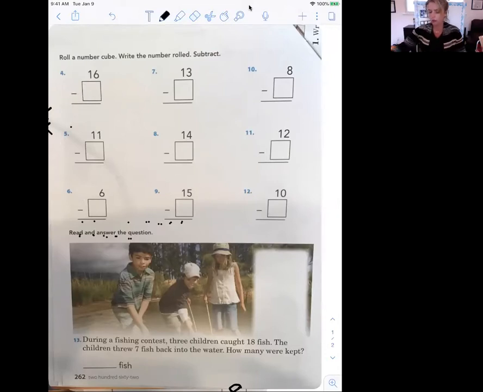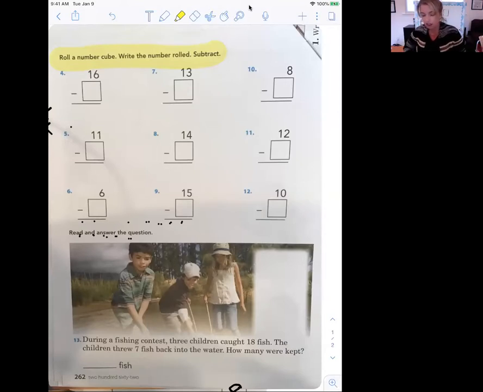Okay, so let's look at number 4. Look what we're going to have to get. It says roll a number cube. I know some of you liked your number cubes. We're going to do the first few with my number cube. Here's a number cube, or what do you know this says? Dice. You're right. You only need one though. We only need one today.